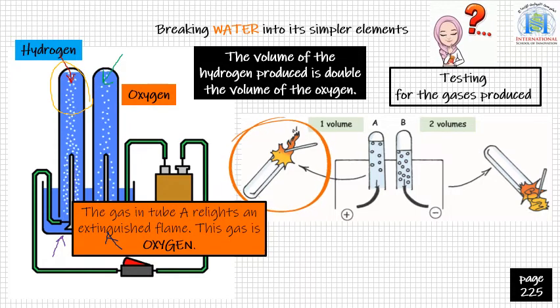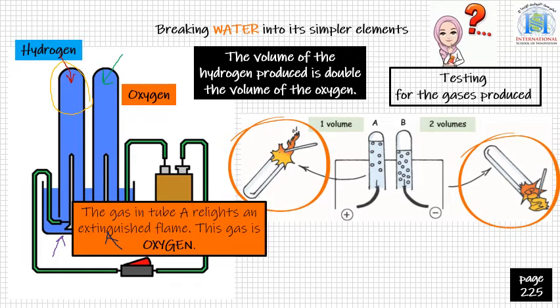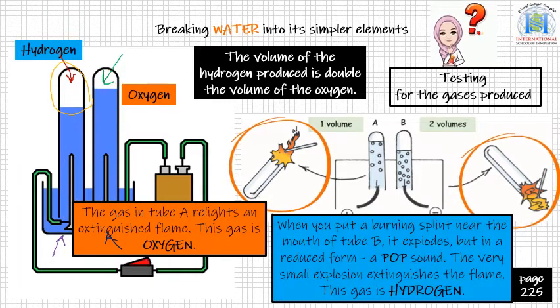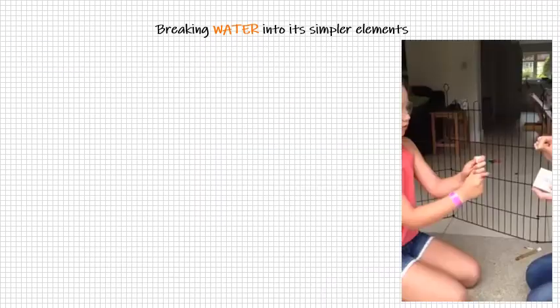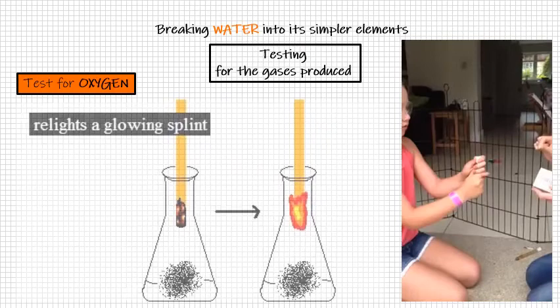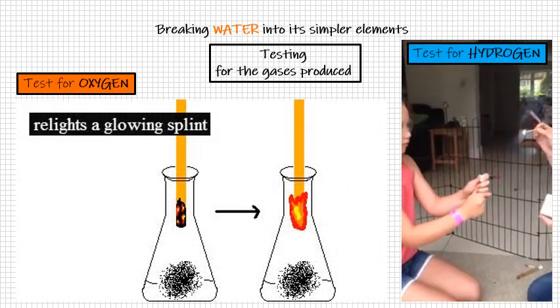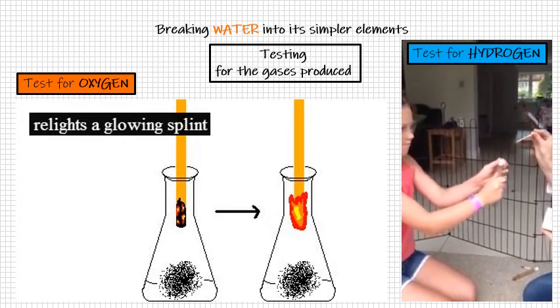But hydrogen is explosive. It will make a cool popping noise in the presence of a lighted splinter of wood. Okay? So when you put a burning splint near the mouth of this tube, it explodes with a pop sound. The very small explosion extinguishes the flame. This gas is hydrogen. All right. Get your hand out of the way as soon as you do.